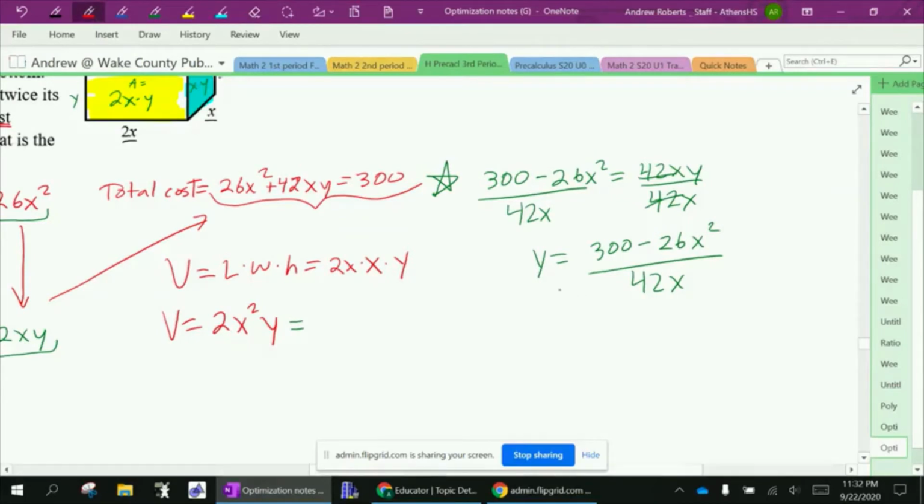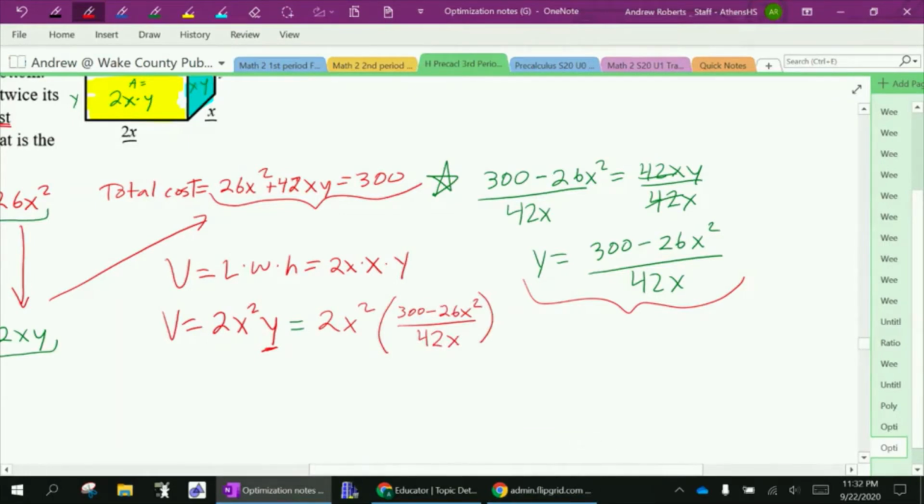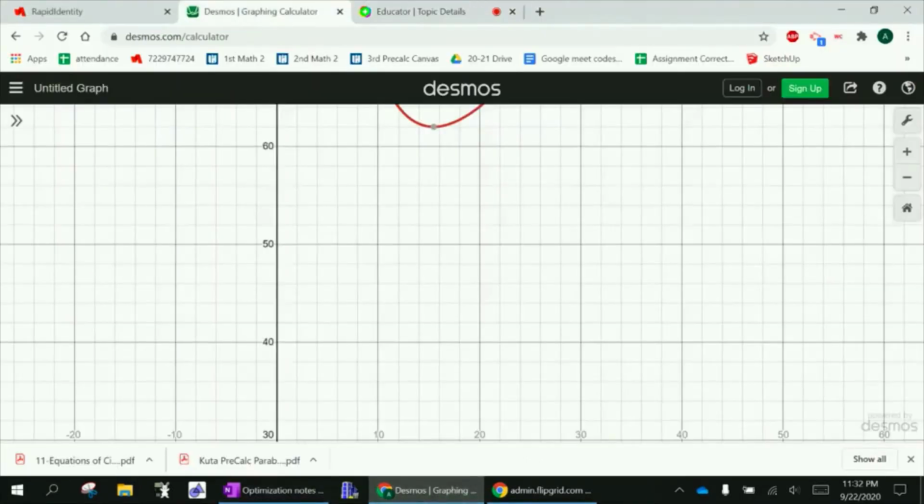After we have this value, we can replace it in this equation, and this is going to become 2x squared times (300 minus 26x squared) divided by 42x. Okay, so I could simplify. I don't need to. I can just graph it. You need the calculus, simplify all you want to, but right now, let's just graph. So go to Desmos.